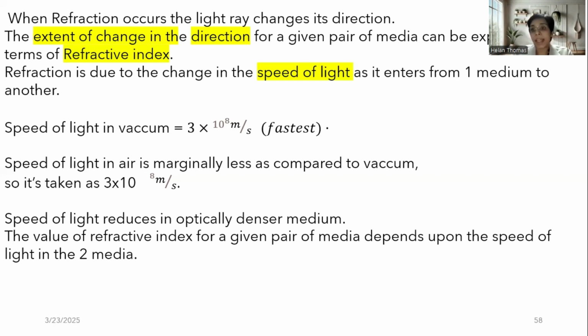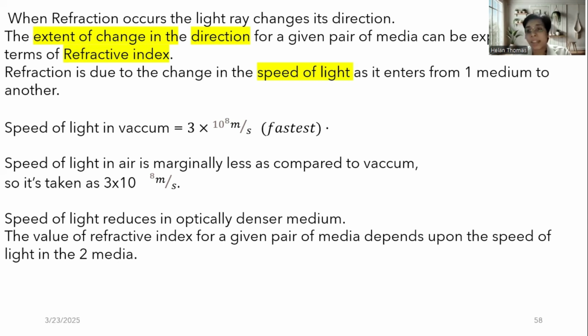And the speed of light in vacuum, this we have to remember, is 3 into 10 raised to 8 meter per second. Light travels at the fastest rate in vacuum. The speed of light in air is marginally less. There is not much difference when we compare the speed of light in air and vacuum. So for convenience, we take the speed of light in air also as 3 into 10 raised to 8 meter per second. The speed of light reduces in an optically denser medium.